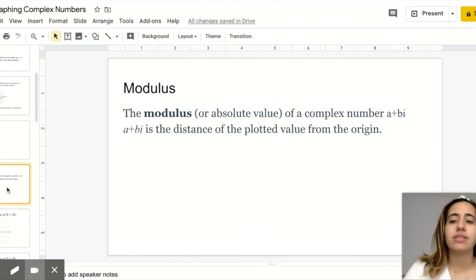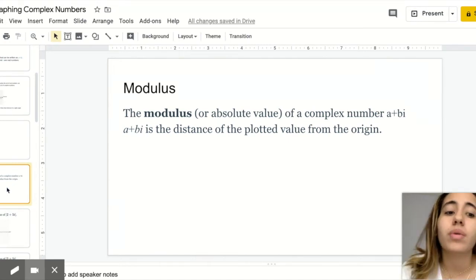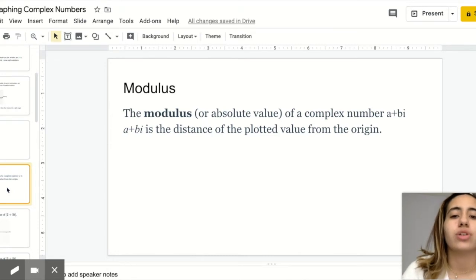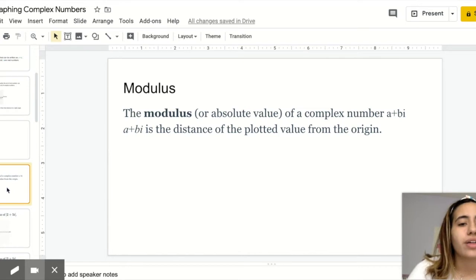That is exactly how you are solving the problems on the first section of your Delta Math. Now, the second portion of your Delta Math is finding the modulus of a certain point on the complex plane. Before we move on, let's talk about what the modulus is. The modulus, in other words, the absolute value of a complex number a plus bi, is the distance of the plotted value from the origin.